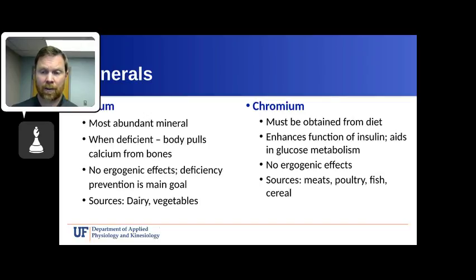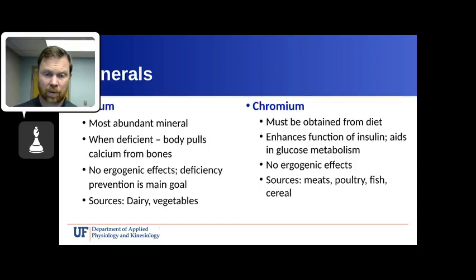Therefore, if calcium intake is chronically low, calcium will be removed from bone to ensure a steady supply for other tissues. While calcium is vital to many physiological processes, there is no evidence supporting an ergogenic benefit of consuming calcium in amounts greater than the RDA. Good dietary sources of calcium include dairy products and vegetables such as soybeans, broccoli, collards, kale, and okra.